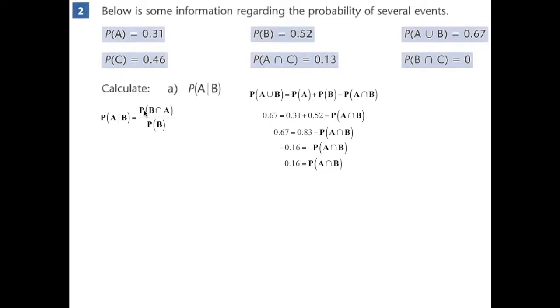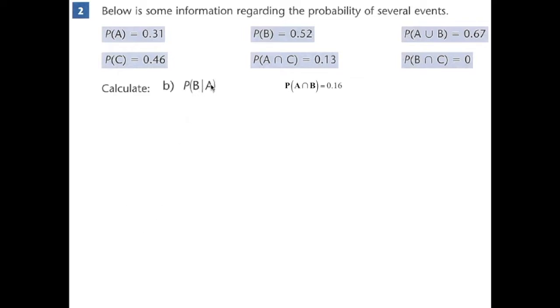I'm going to replace the probability of B intersection A, which is the same as A intersection B. I'm going to have 0.16 divided by the probability of B, which is 0.52, which is approximately 0.30769, or 30.769%. And that is 2A.